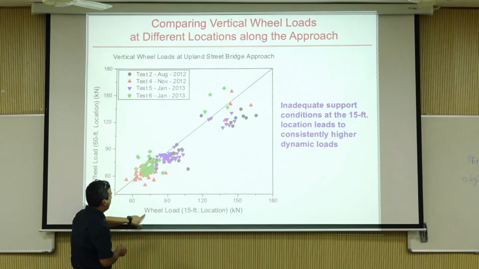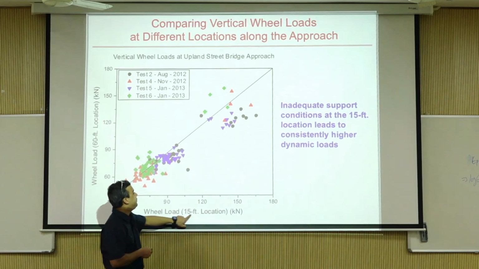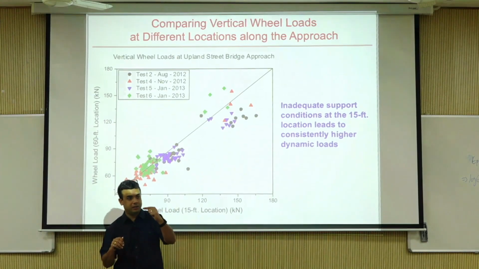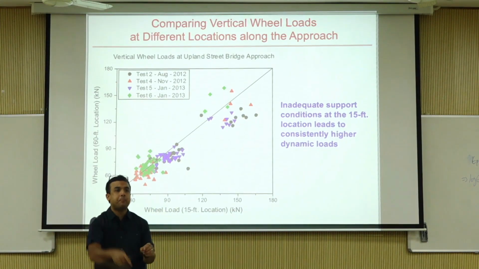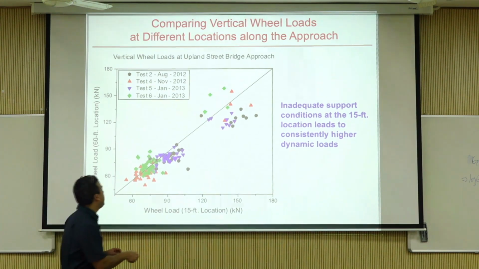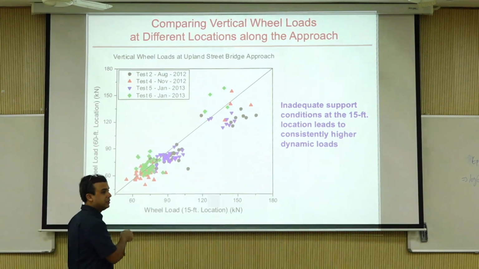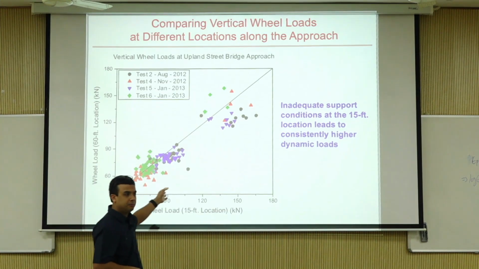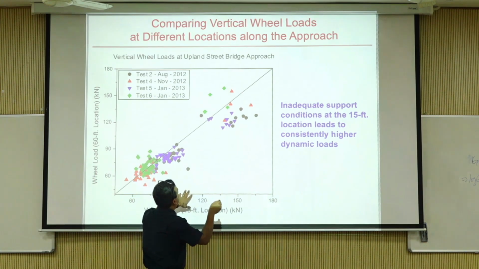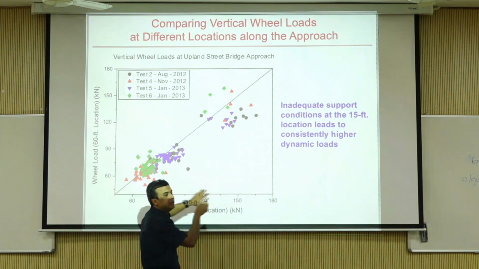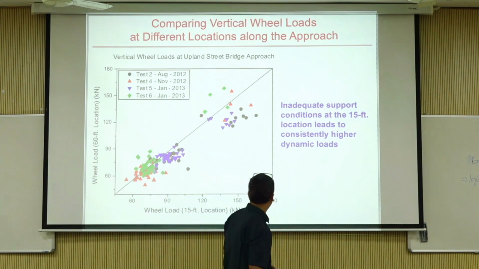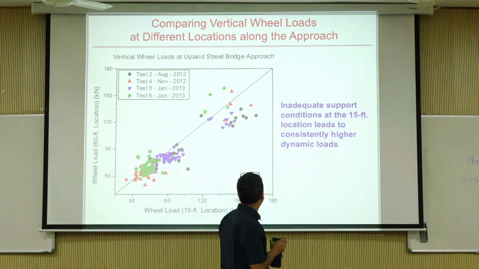Take a look here. Wheel load, 15 feet location. So the same train going, and we are measuring how much it is impacting the rail track. Okay, 15 feet location and 60 feet location away from the bridge, closer to the bridge. This is the equality line. Most of the points are here. What does that mean?